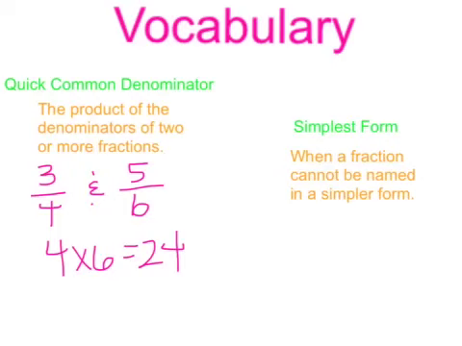Simplest form. When a fraction cannot be named in a simpler form. A mixed number is in simplest form if its fractional part is in simplest form.